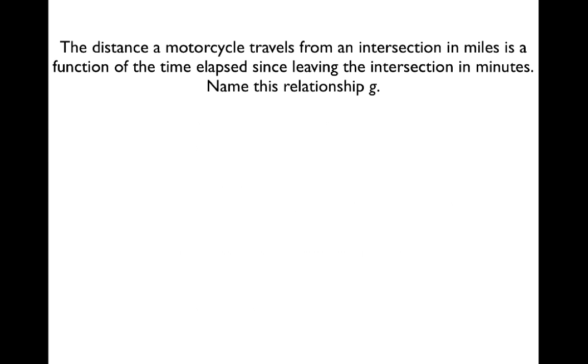Okay, so here's a situation. The distance a motorcycle travels from an intersection in miles is a function of time elapsed since leaving the intersection in minutes. We'll name this relationship G. I'm not using G as a variable or a parameter, but to name this relationship between the distance the motorcycle has traveled from an intersection and the time elapsed since it left the intersection.